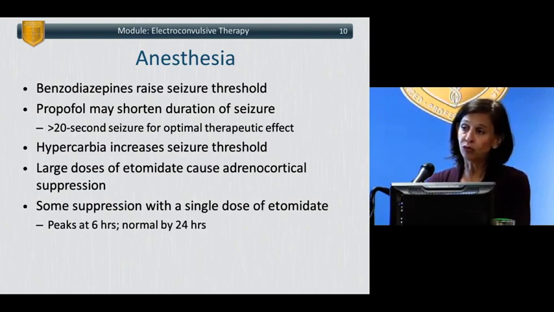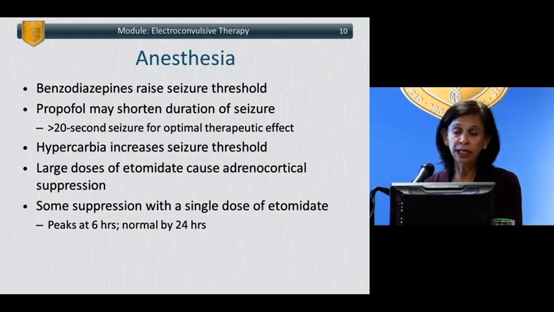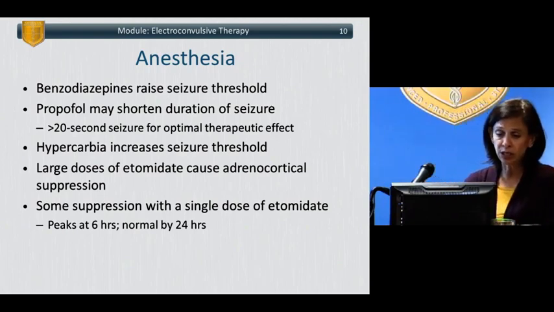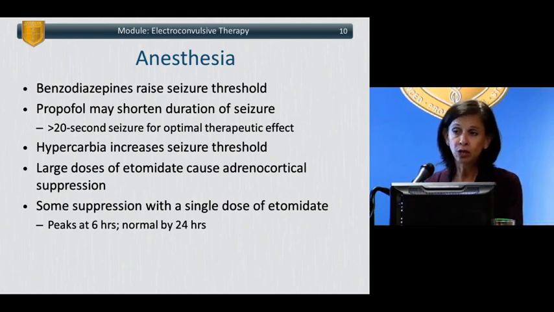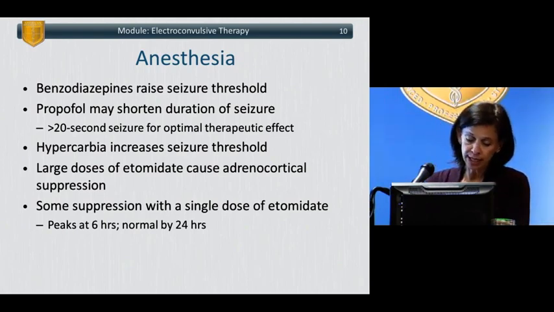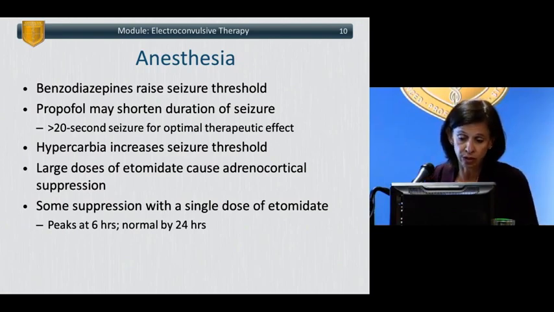Propofol may shorten the duration of the seizure as well. The larger doses of propofol you use, the more likely that is. Remember, at least a 20-second seizure is optimal for therapeutic effect. Hypercarbia increases the seizure threshold or makes it harder to induce a seizure. So if you induce anesthesia and they're not ready to give the stimulus and the patient's apneic and their CO2 rises, then it'll be harder to induce a seizure.